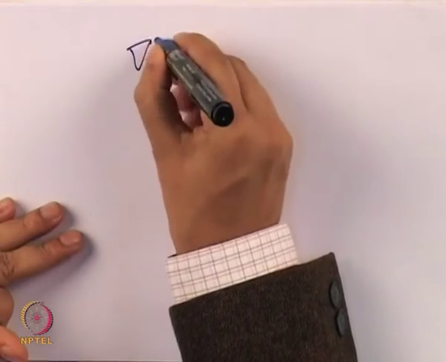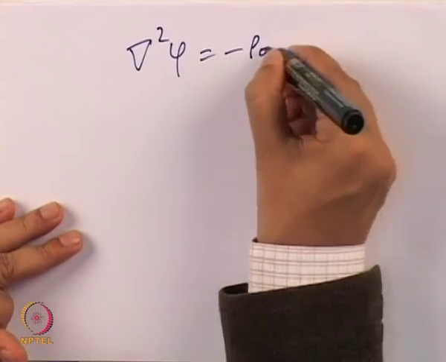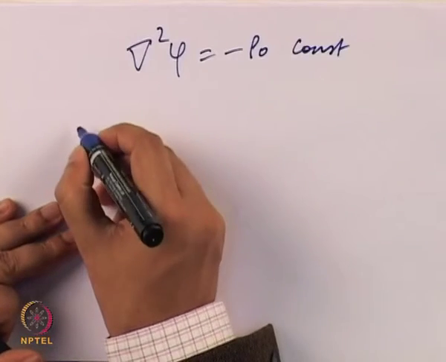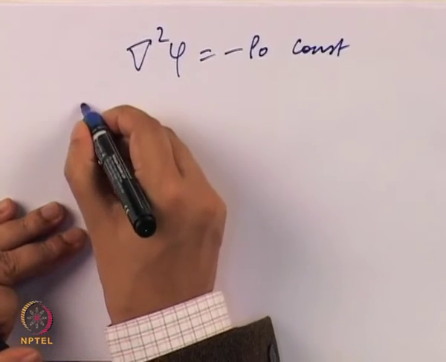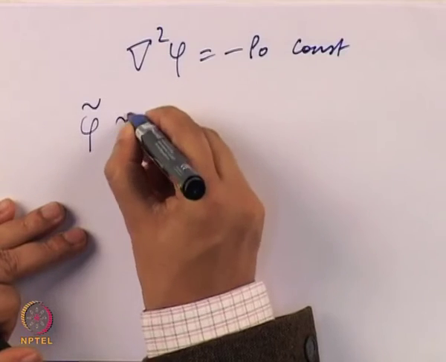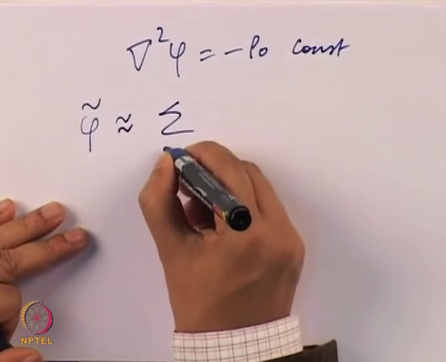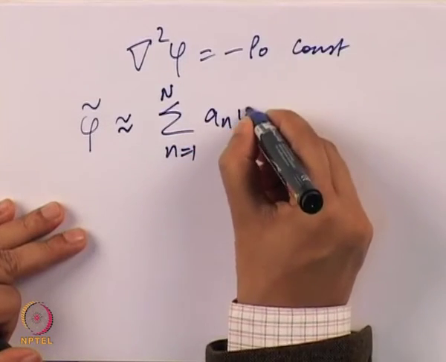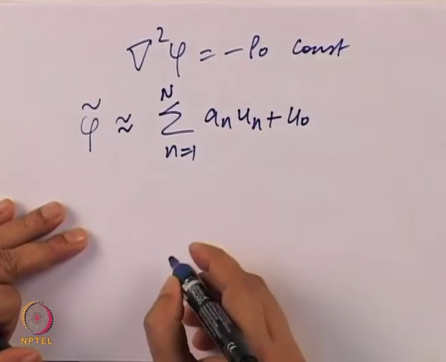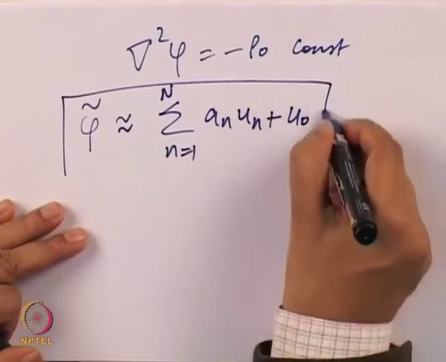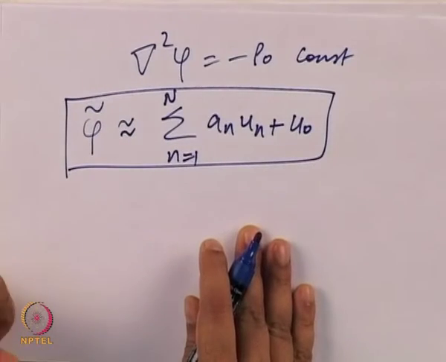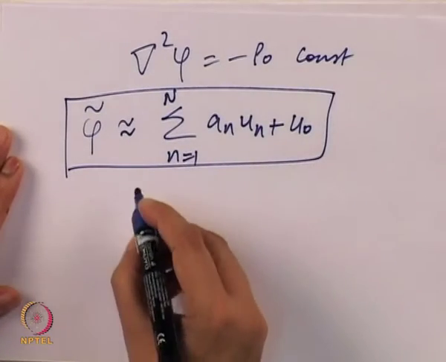The solution to this problem will be of the form, so we have a Laplacian equation and we have said this is equal to a constant. The general solution will be of the form where we are searching for an approximate solution, which is phi tilde. It is going to be of the form sigma n equal to 1 to N, a of n u of n plus u naught. So this is going to be the general form, and of course depending on the number of basis functions this is going to increase in terms.